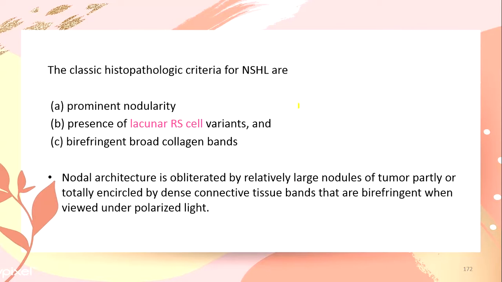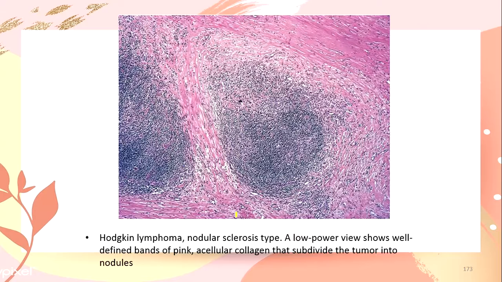The criteria for nodular sclerosis are prominent nodularity, presence of lacunar RS cells, and birefringent broad collagen bands. Nodal architecture is obliterated by large nodules of tumor, partly or totally encircled by dense connective tissue bands that are birefringent when viewed under polarized light. This is the low power of the lymph node, and here you can appreciate broad bands of collagen which are separating the tumor cells into nodules.